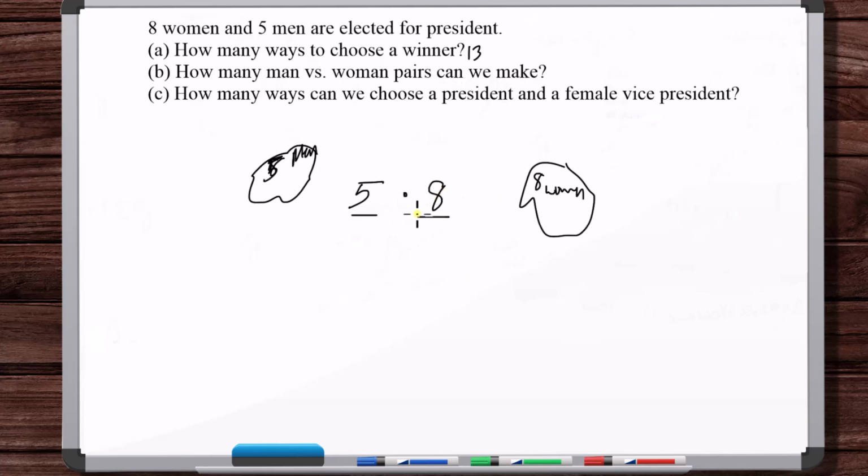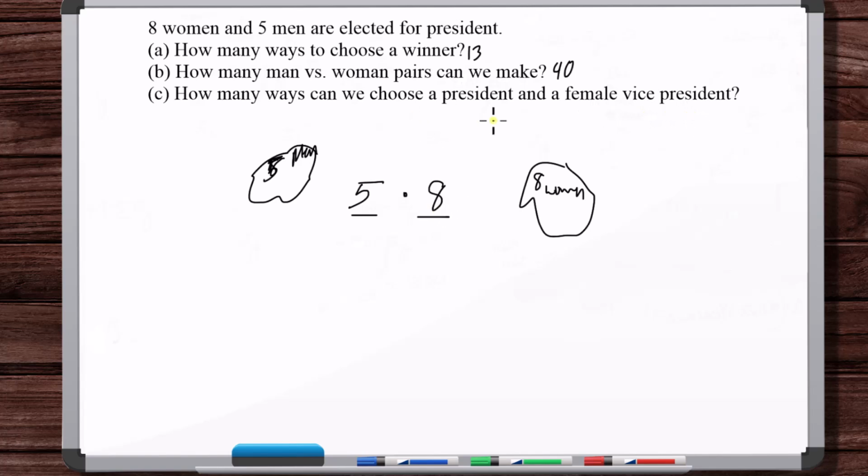And remember, you might be thinking, well, don't we have to apply the division rule because we don't want to count reorderings? There are no reorderings here. These outcomes are based on a certain group. These outcomes are based on a separate group. You can't have a certain woman come over here. So it's just 40.